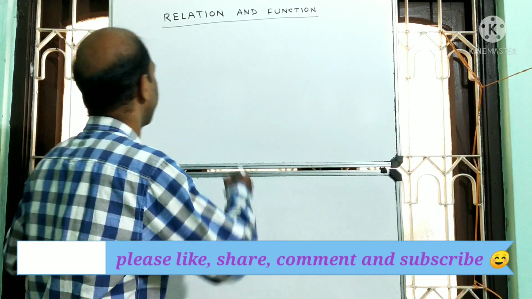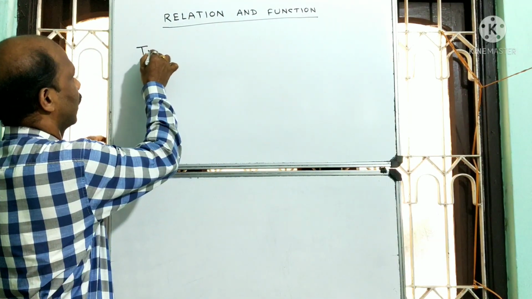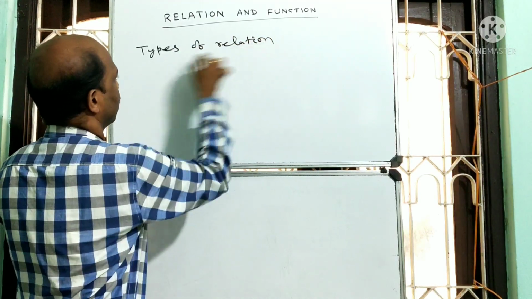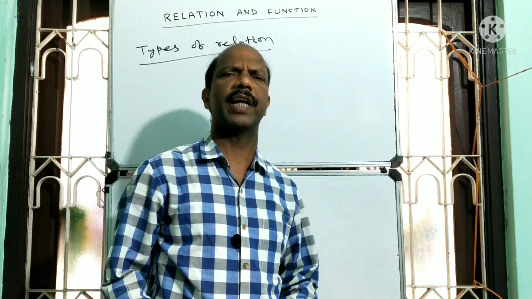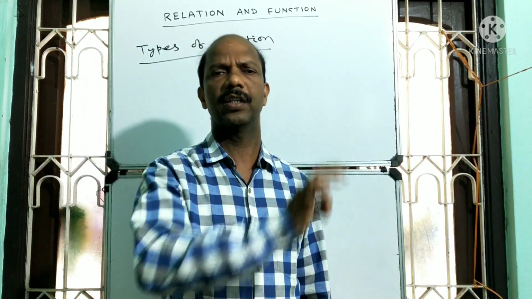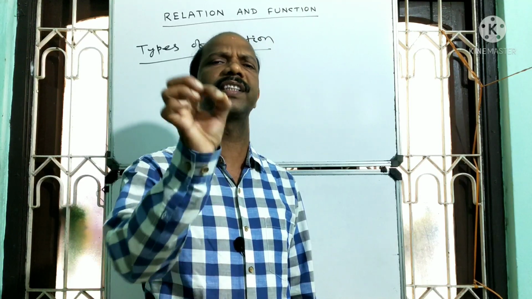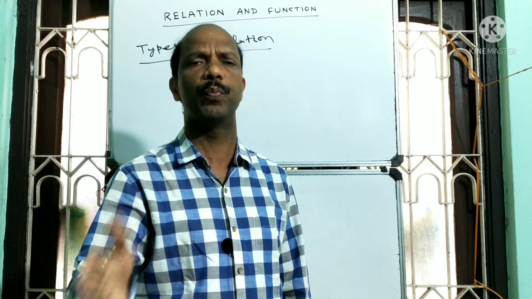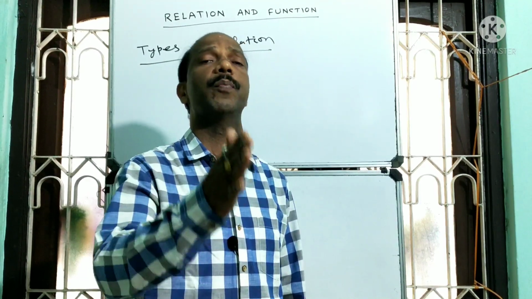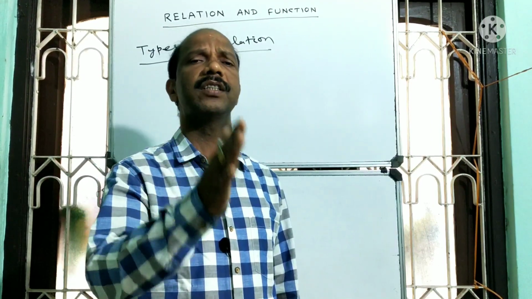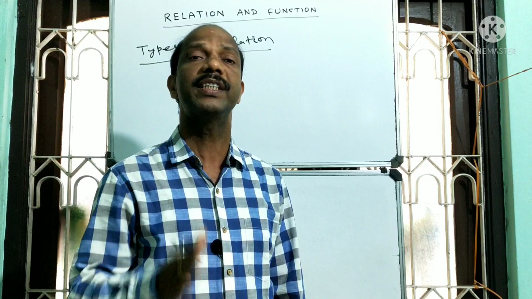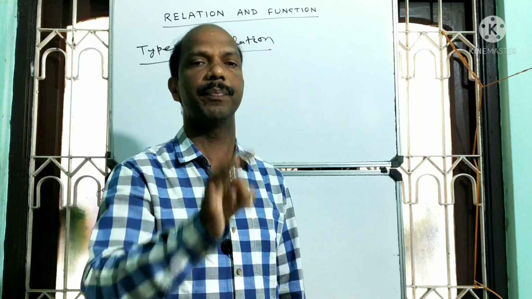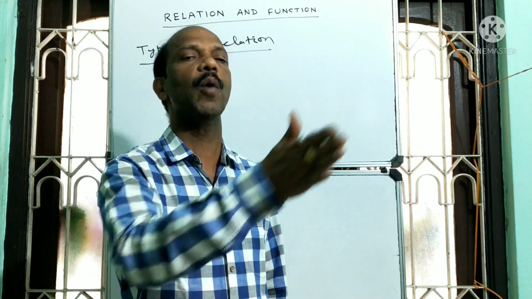Let's continue from types of relation. Write down types of relation. Whenever we define the types of relation, we always consider the relation is defined over a same set. That means relation is from A to A, or from B to B, or from C to C, or from X to X. Whenever a relation is defined over a same set, we say that relation on a set A or on a set B or on a set C. मतलब relation is from A to A.